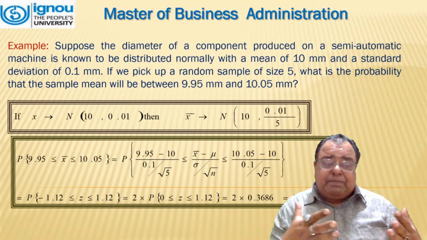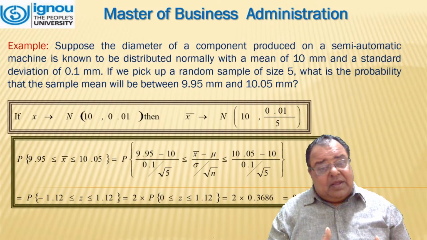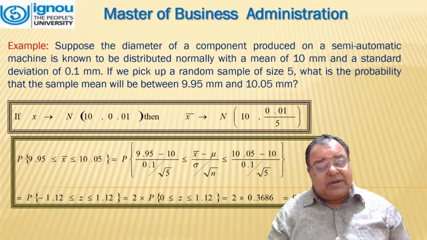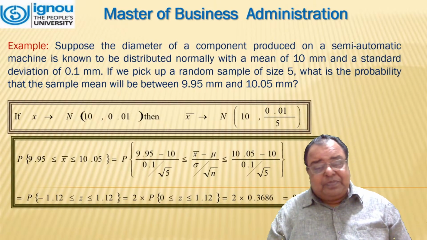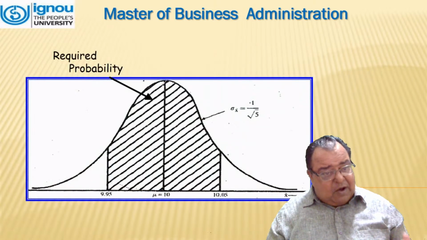That means the probability that the sample mean will be between 9.95 and 10.05 mm for a standard mean of 10 will be 0.7372. This is how, under normal condition, it is shown.